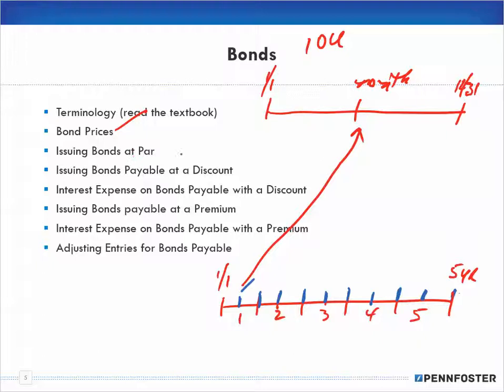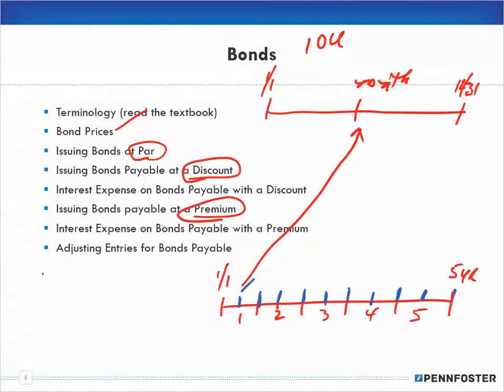Now, if you read through the chapter, you'll see we talk about issuing bonds at par. We talk about having a discount, and we talk about having a premium. First off, I think that's what we're going to cover in this video: the idea of par, discounts, and premium. But we have to understand how the pricing of bonds works, to a certain extent.